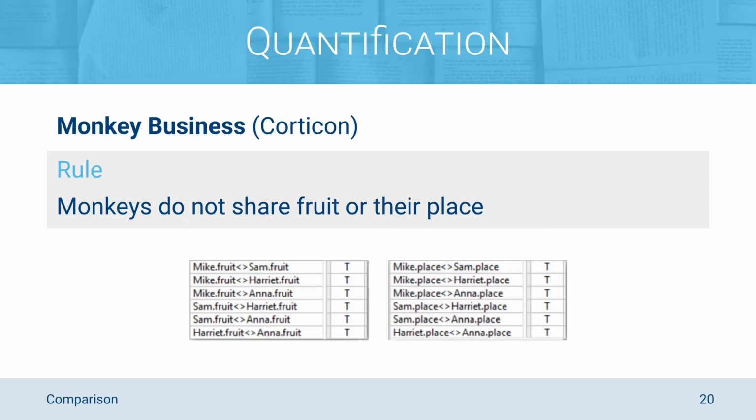Another example, this time an implementation in Corticon, which is also a tool that implements a DMN-like notation. For the monkey business challenge, we have a rule that says monkeys do not share fruit or their place. And in Corticon, this is encoded as Mike's fruit is not the same as Sam's fruit, and Mike's fruit is not the same as Harriet's fruit, etc., etc. And the same for place. And again, we have a scalability problem.